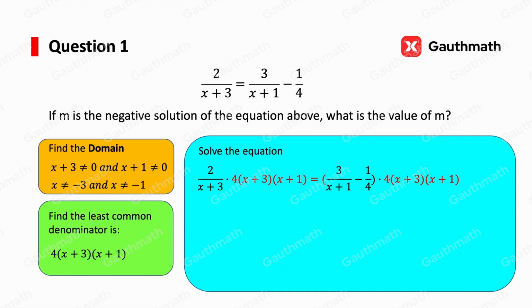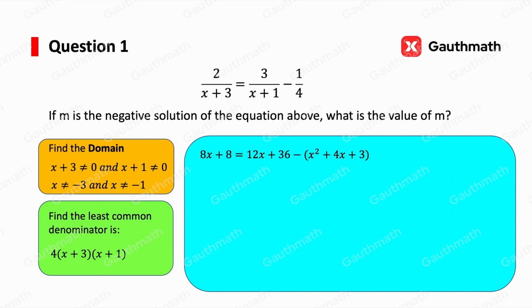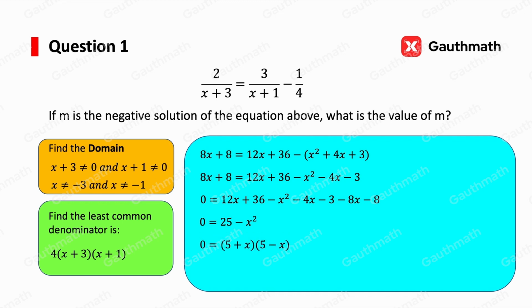So we may apply the distributive law for the right-hand side first, and then cancel some terms, and calculate the numbers, and apply the distributive law again, and open the brackets, and move everything to the right, combine like terms. So we got 25 minus x squared equals 0. And we may factor the right-hand side. 0 equals 5 plus x times 5 minus x. And we know that x equals 5, or x equals negative 5.